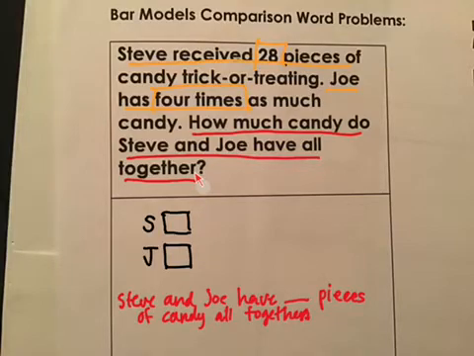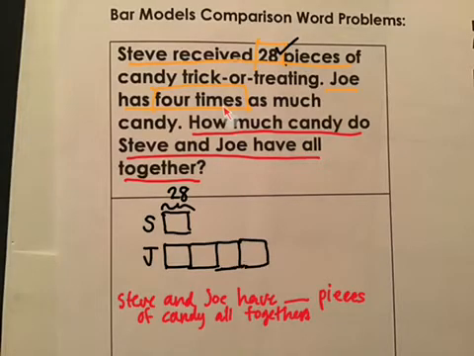Now, let's deal with the information. We know that Steve received 28 pieces. So I'm going to label his unit as 28. We know that unit's value is 28. So we've dealt with that information. I'm going to check that off. And now we can see Joe has 4 times as much. So to represent that in my bar model, I'm going to show with my bar model that he has 4 times as much as Steve.